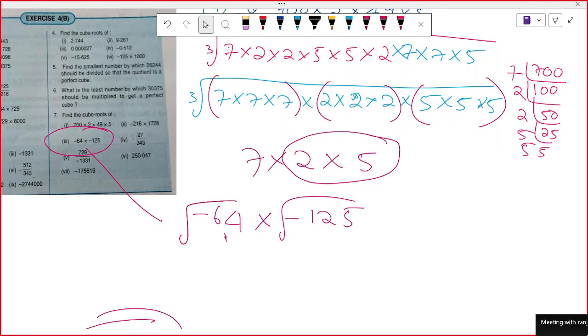Cube root. Okay, for 4, what do you get? Minus 4, you get plus minus 4. And for minus 125, minus 5. So 5, minus into minus is plus, 20. Yes, correct. Minus into minus is plus, 4 5s are 20.